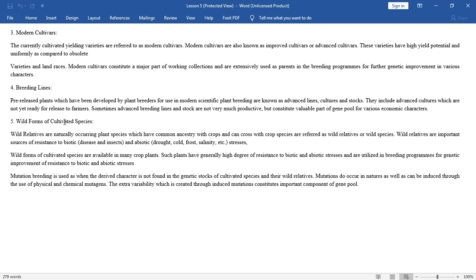Wild forms of cultivated species. Wild relatives are naturally occurring plant species which have common ancestry with crops and can cross with crop species, and are referred to as wild relatives or wild species.